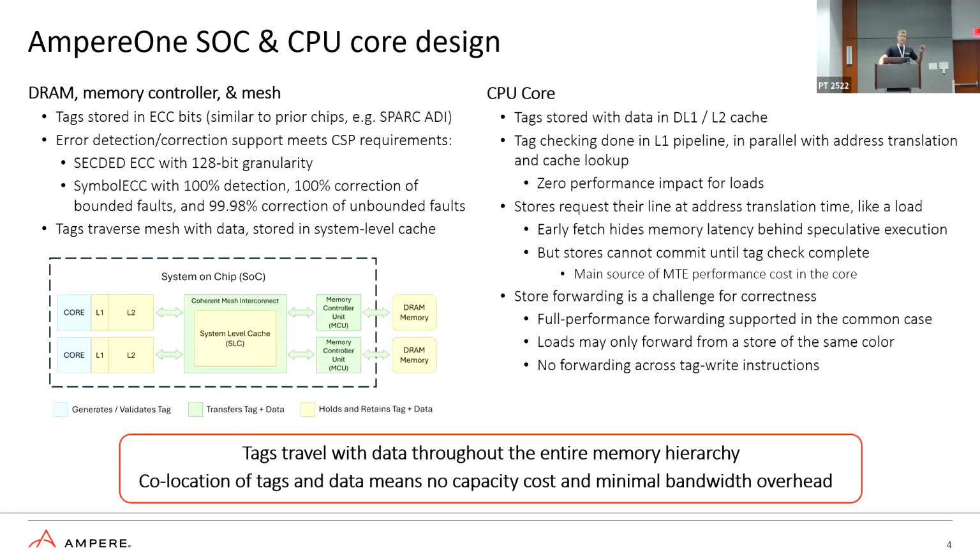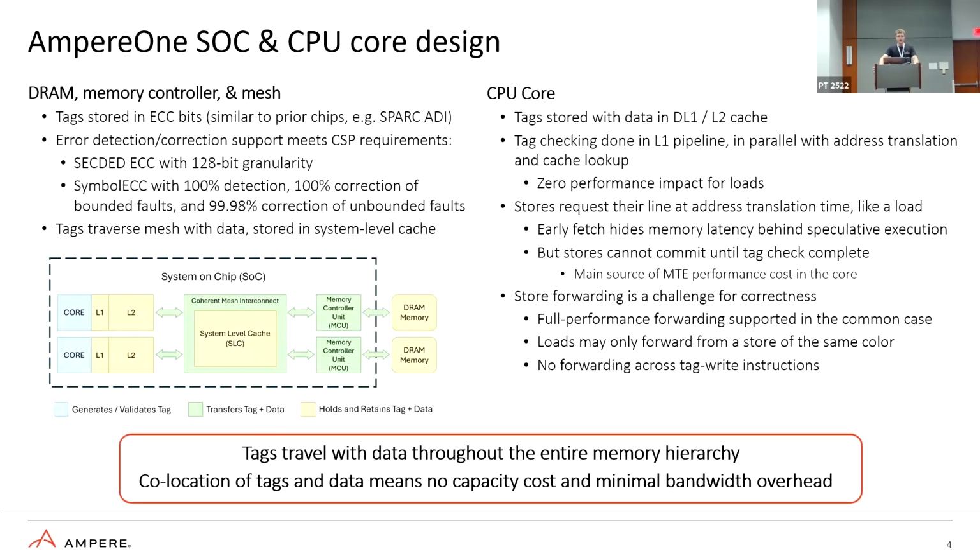Coming out of the memory controller, the tags flow with the data throughout the mesh. They're stored in the system level cache. They flow into the core with the data where they're stored in the L2 and L1 caches. And the tag checking is done directly in the L1 pipeline in parallel with address translation and cache lookup. So that means that for loads, there is absolutely no performance impact to tagging. If you have the data, you have the tags, and the tag checking is done on the side in parallel. So load behavior is not affected at all.